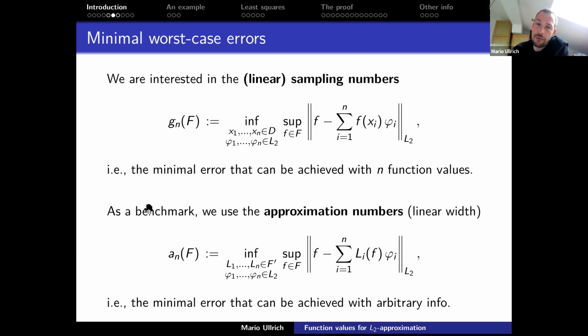And as a benchmark, so if you want to know how small this quantity can be, you should take a benchmark, right? You need something to know what you mean by small. And in this case, we take the approximation numbers, or linear widths, usually called, an of f. And it's the same object as here. Now we really allow arbitrary linear information. So this is really the best you can do if you restrict to linear algorithms. As I said, for some classes f, there's really a restriction. Sometimes linear algorithms are not so good, but at least the comparison of these two quantities makes perfect sense.